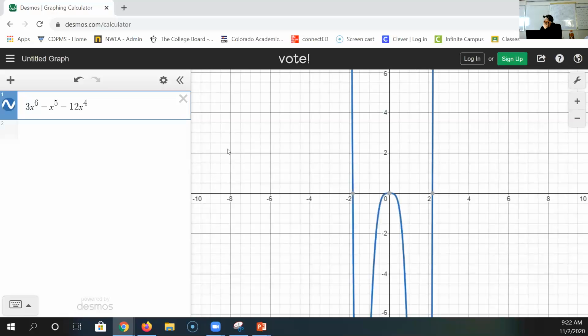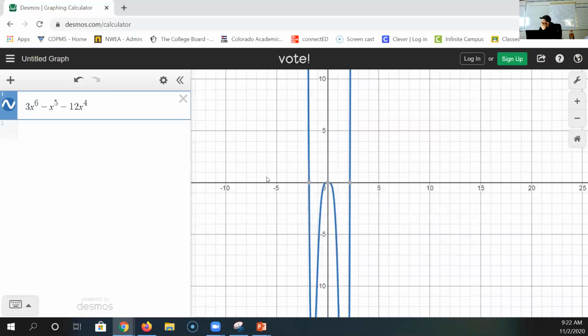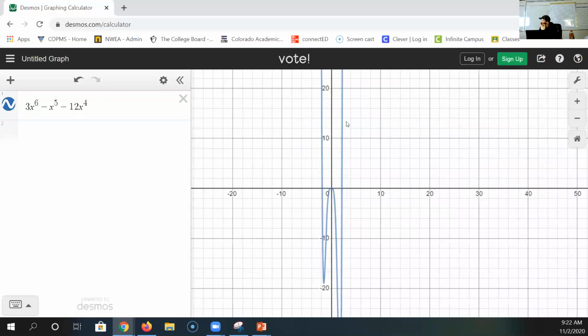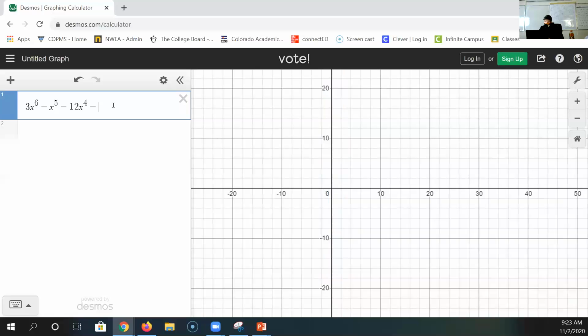There we go. Okay. So if I zoom out here, once again, the leading term determined the end behavior of the graph. It's all these other terms that are responsible for your turning points. Okay, and you saw that when it was just 3x to the 6th, it was simply just a parabolic shape. But the more terms that are added cause more and more turning points.